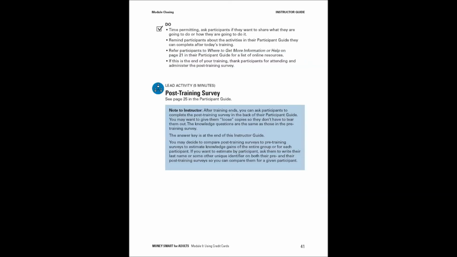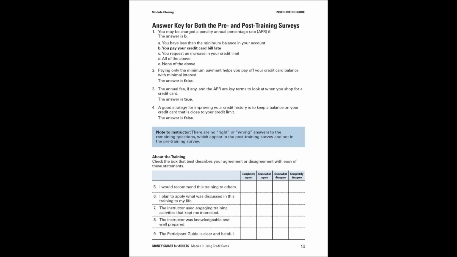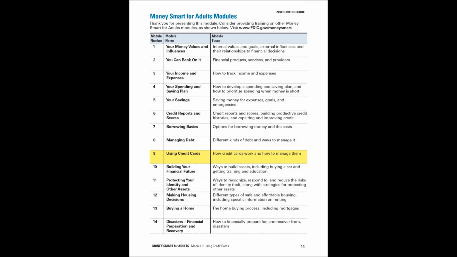After you have them complete that, you want to administer the post-training survey, and as such, you're going to show slide 37. Your answer key for both the pre and post-training surveys is here on page 43. And then on page 44, we see how Module 9 fits into the overall Money Smart for Adults training.